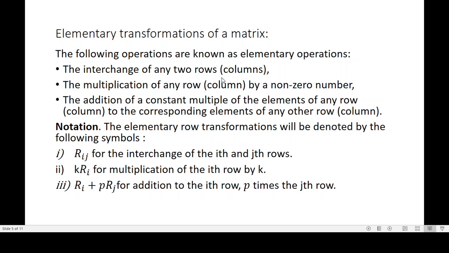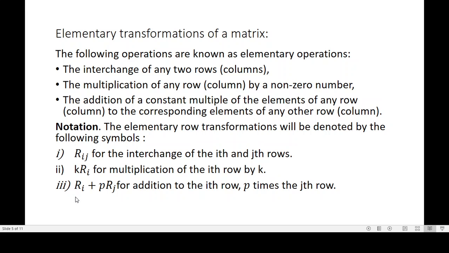Now these transformations are denoted by the following symbols. First symbol is R_ij. Capital R stands for row, i stands for ith row and j stands for jth row. So R_ij stands for the interchange of ith and jth rows. Second row operation is denoted by k times R_i, that is, ith row elements are multiplied by k. That is, multiplication of the ith row by k, where k is a non-zero number.